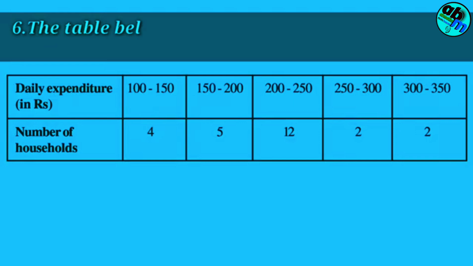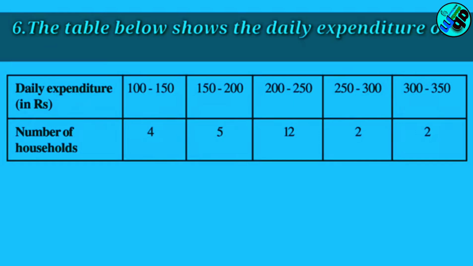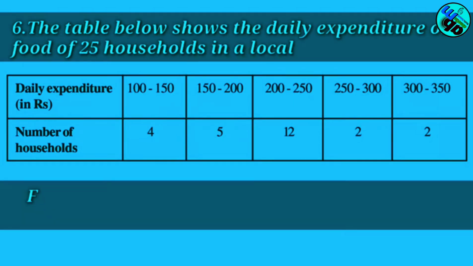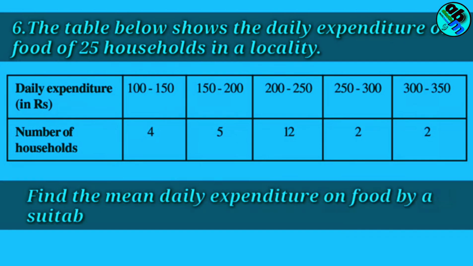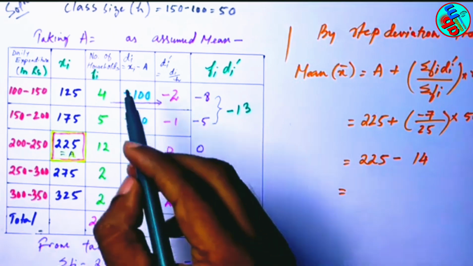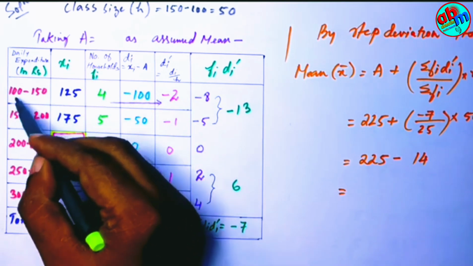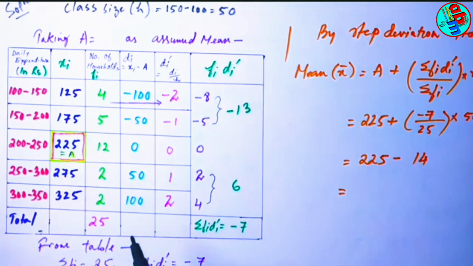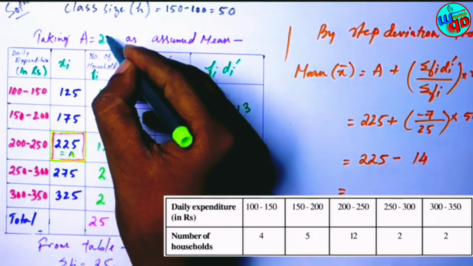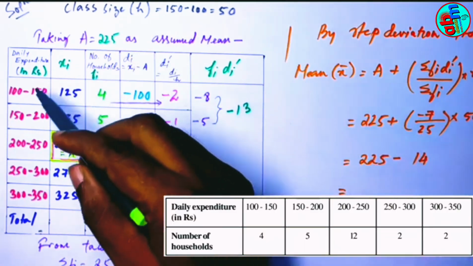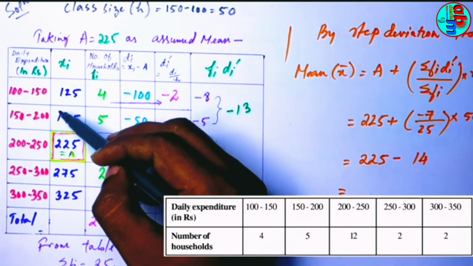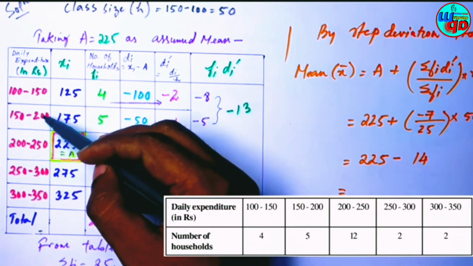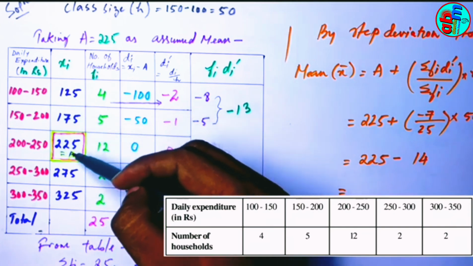We have a question. The table below shows the daily expenditure on food of 25 households in a locality, where the table is given here. Find the mean daily expenditure on food by a suitable method. Let us solve it. Here we have class size h, 150 minus 100 is 50. Taking a equal to 225 as assumed mean, we got xi as 100 plus 150 is 250 divided by 2 is 125, and 150 plus 200 is 350 divided by 2 is 175, and further we got it like this.